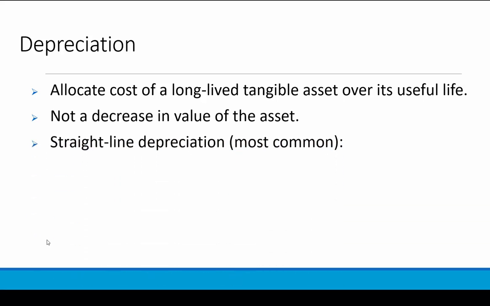Okay? All right, so straight line depreciation is the most common. And what straight line depreciation does is it gives you every year the same amount of depreciation. Okay? So straight line means every year you take the same amount of depreciation, assuming it's a full year.